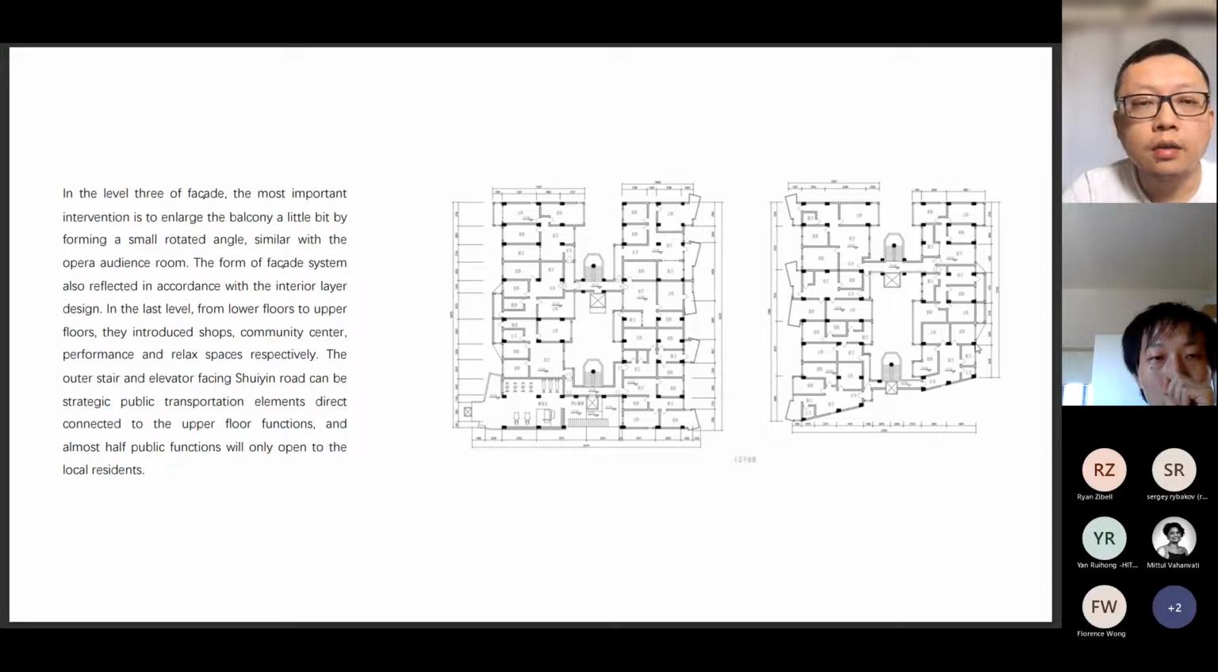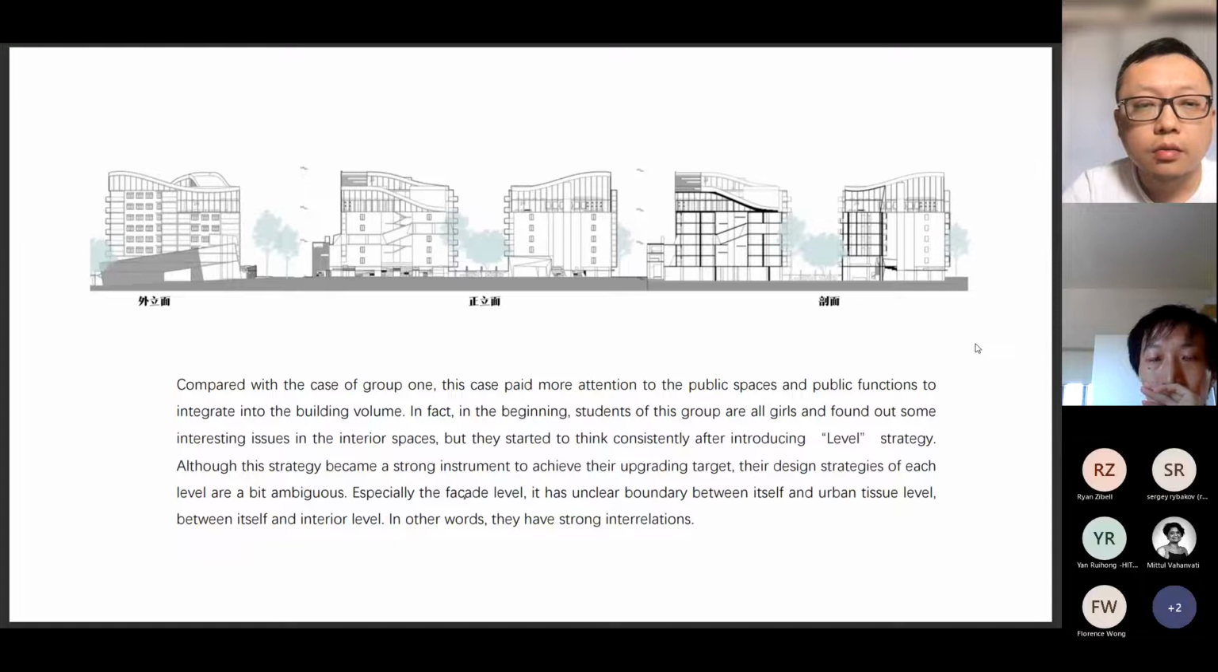But also at the 4th level of the interior, they have the potential to introduce some public function on top of the building. That's why they develop the vertical transportation systems from the outside directly, but they also maintain one building's top place only for the residents inside. Next slide, please. This is the conclusion for the group 2 students. They pay more attention to the public functions and the interior functions, but have relatively weak intervention at the facade level.